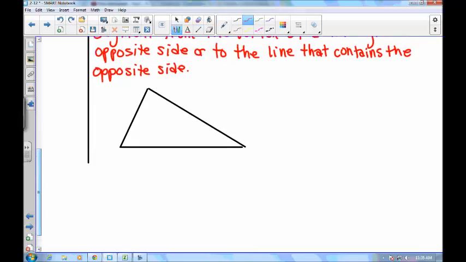So if we label it A, B, C, and we want to know the altitude of this triangle, we'd have to start at vertex B and drop a perpendicular. But it has to intersect at 90 degrees. So we need to learn how to construct one of those that intersects at 90 degrees. So I'll give you a sec to draw your triangle.